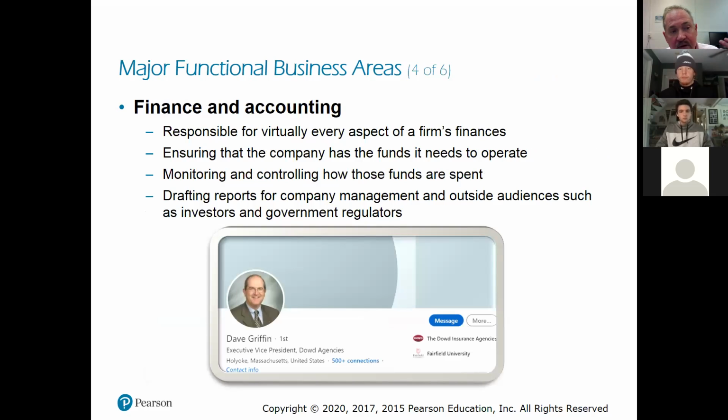Another area is finance and accounting, and I'm going to be using my brother Dave. He's an executive vice president and treasurer over at the Dowd agencies in Holyoke. He's going to be talking to us about the financial aspects of a company. It's important for you to understand all 6 of these areas, which we will be talking about, because when you go to get a job, it really matters what area of the company you're going to be working in, okay?